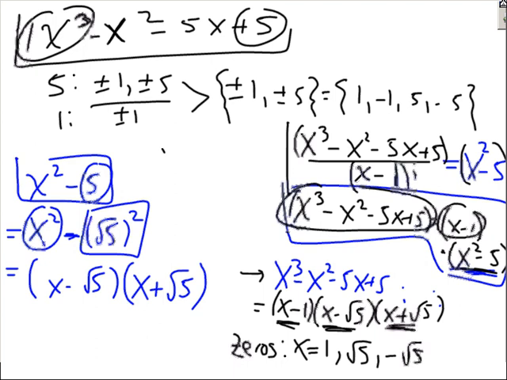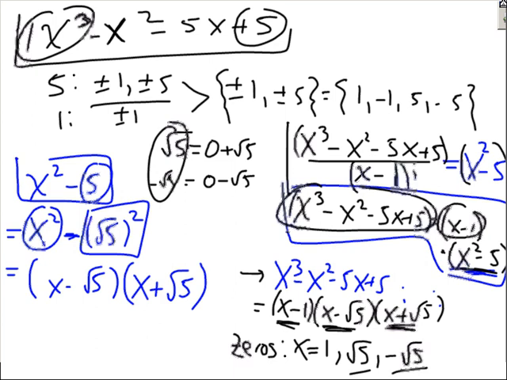Notice that square root of 5 is irrational. But it's also the same as 0 plus square root of 5. And the other answer was 0 minus square root of 5, which is negative square root of 5. So the real roots that were non-rational came in pairs: square root of 5, minus square root of 5.